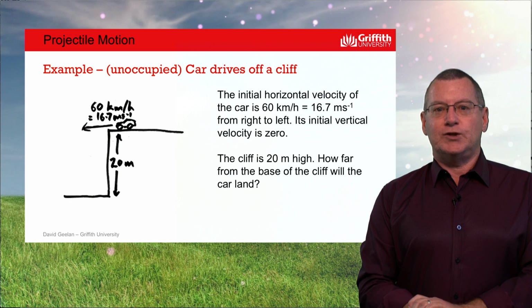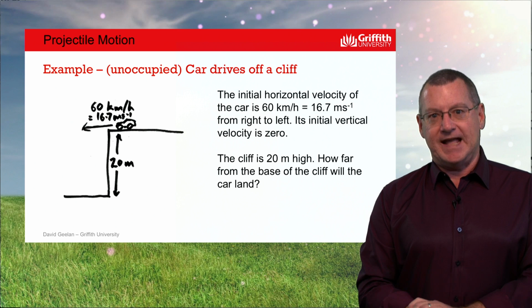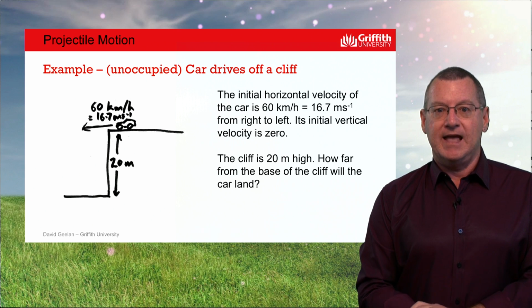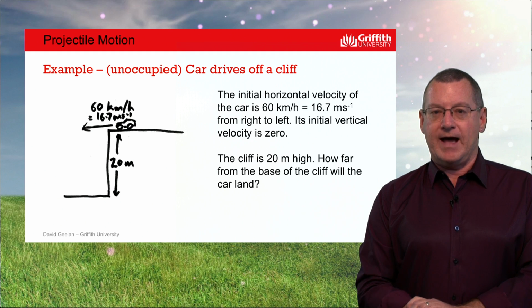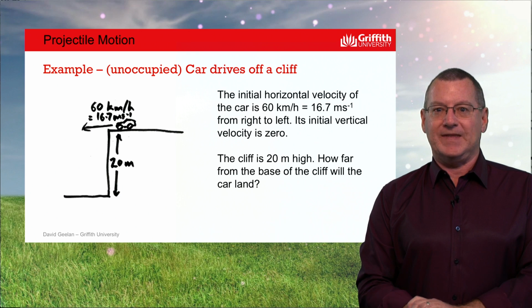So we've got an initial horizontal velocity of 60 kilometers an hour, 16.7 meters per second. We've got zero initial vertical velocity, right? It's traveling horizontally along the ground. So its vertical velocity is zero at the start.